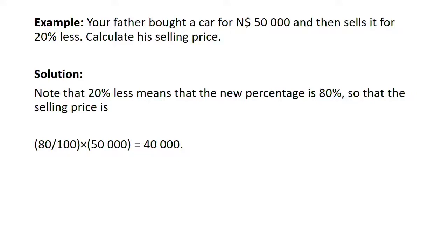And this means that your father's selling price of the car is 40,000, and that 10,000 difference is he made a loss. That's the 20% loss that your father incurred when he sold the car for 40,000. So the selling price is 40,000.